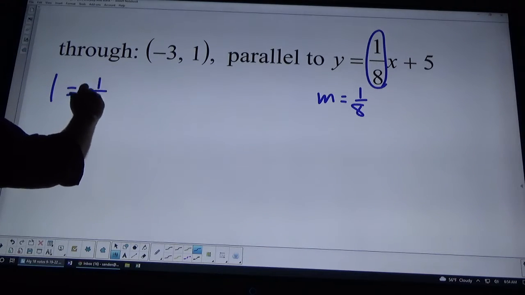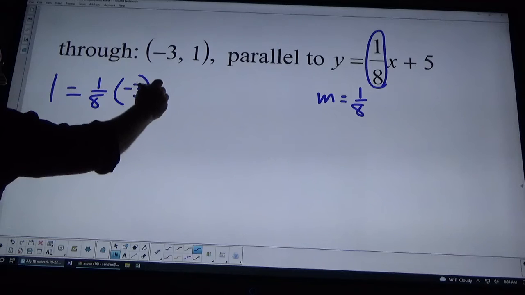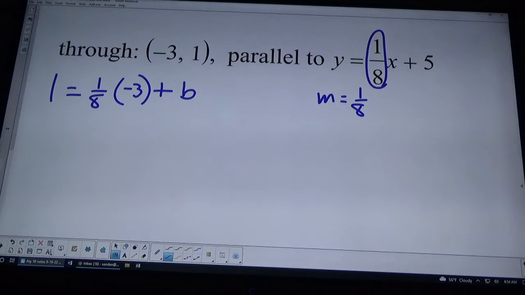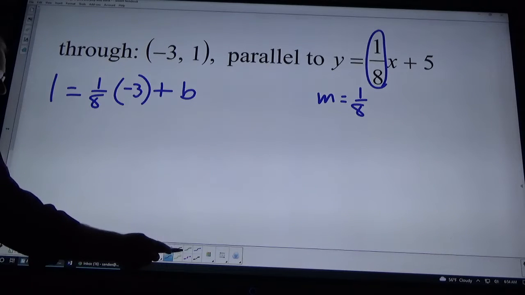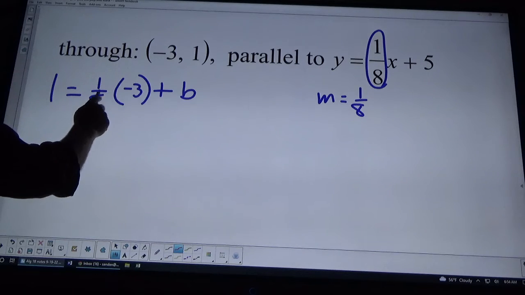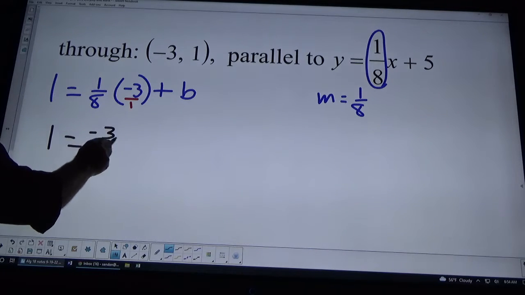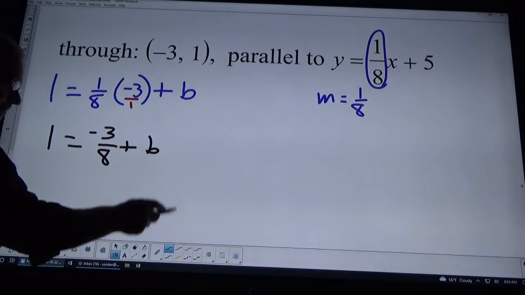And then y, 1 equals 1/8 times -3 plus b. We're trying to solve for b so that we can get the equation. Now, anytime you have a situation where you have a fraction times a whole number, put that whole number over 1, and now you can do it. Multiply the tops together, the bottoms together. So 1 equals -3/8 plus b.